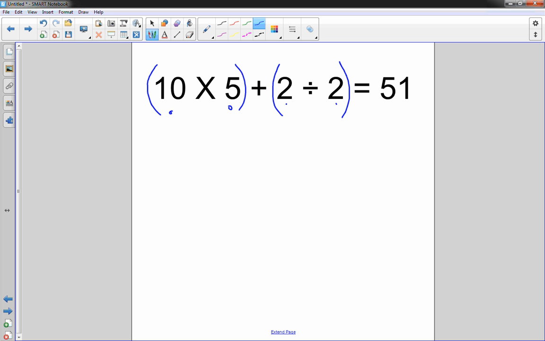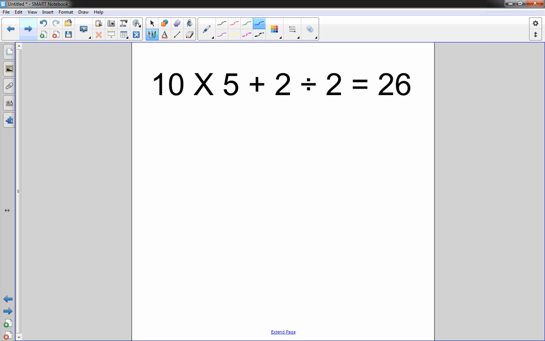10 times 5 is 50. Plus 2 divided by 2, that's 1. 50 plus 1 is 51. That's kind of how this works. Let's try another one.